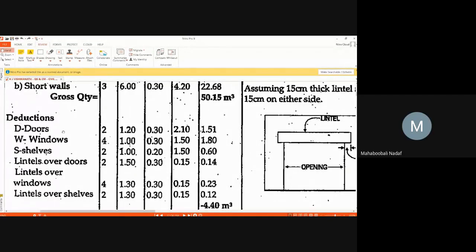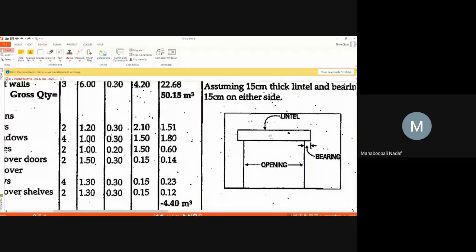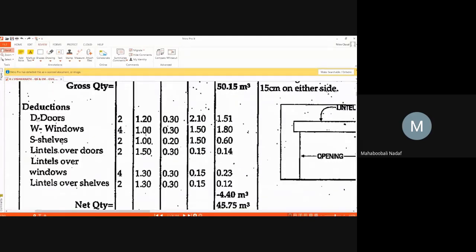I will go for the next deduction. Deduction in which item? Deduction in brick masonry item. See here, can you see how the lintel is shown here? Opening size plus bearing. So that is why it is marked as lintel. Okay na? So how many doors were there? Whatever deductions we are writing in this column: doors, windows, shelf, lintel over doors, lintel over windows, lintel over shelf. All these things we have marked in the plan in the starting only.